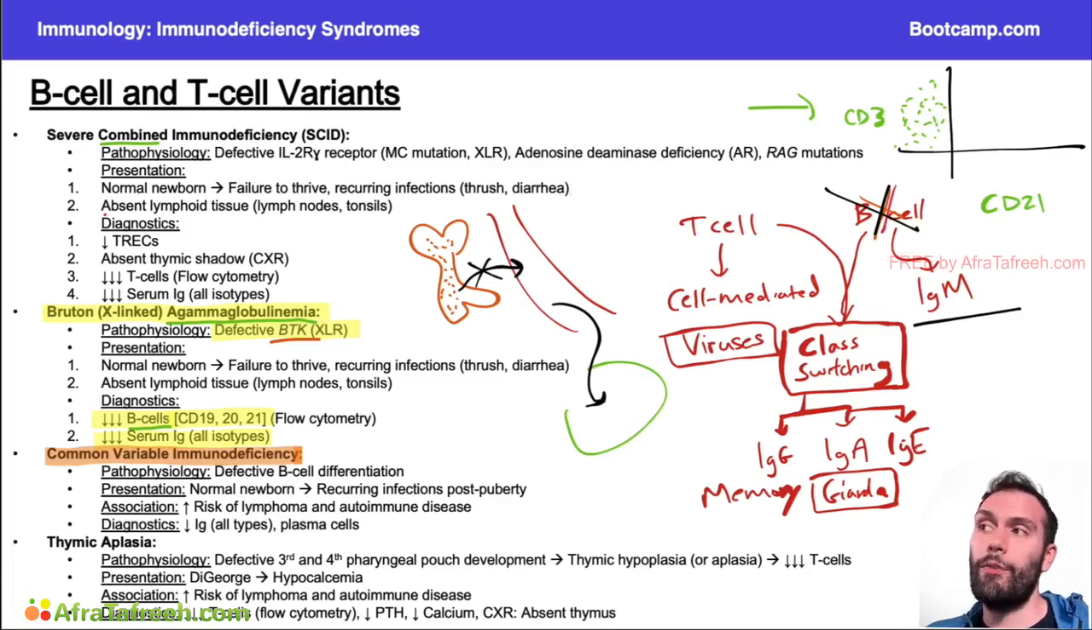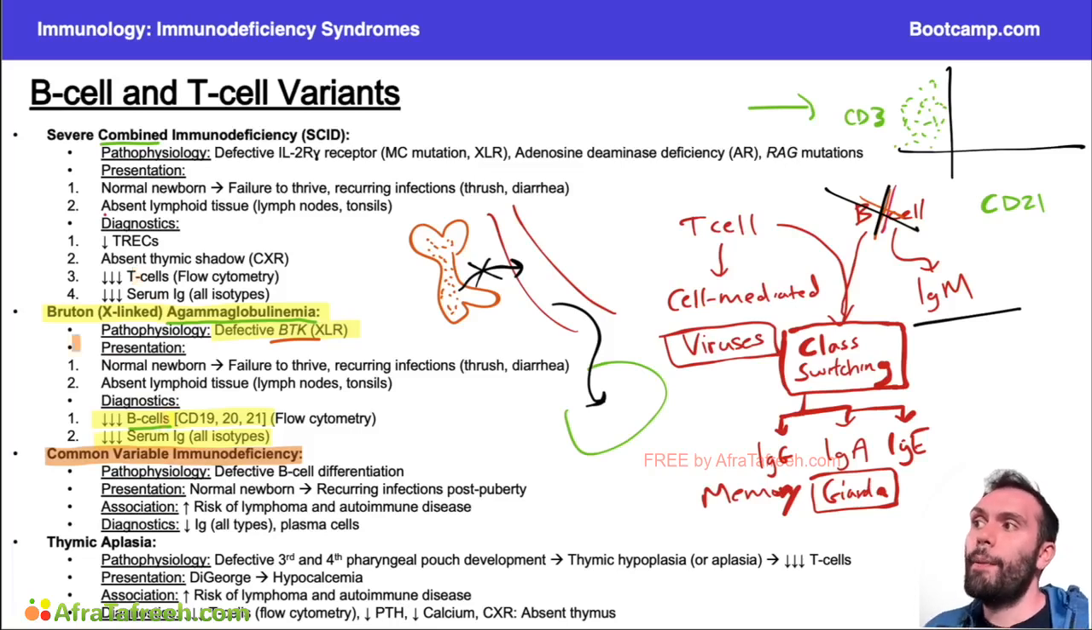Now, for most of these different pathologies, it's going to be tough to just use the presentation to say, okay, I'm at this disease or this disease. Usually, you're going to have to know a little bit about the diagnostics, the CD markers, the flow cytometry, what's affected, right? The pathophys. That's going to get you a lot of the answers on Step 1.